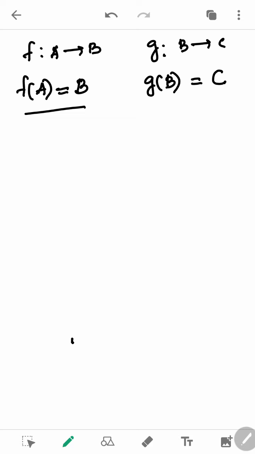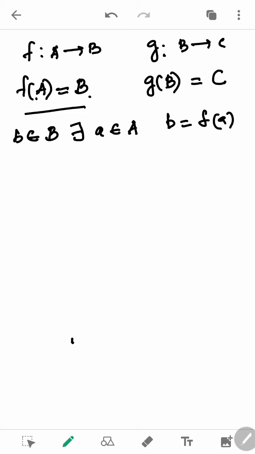What does this mean? For any b belongs to B, there exists a belongs to A such that b is equal to f of a. f of a is equal to b means for every b belongs to B, there exists a belongs to capital A such that b is equal to f of a.